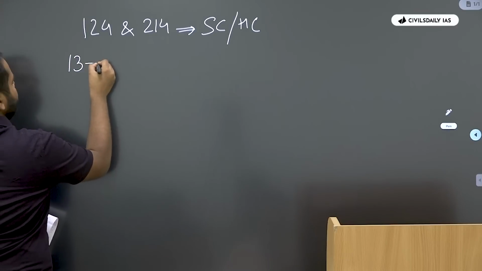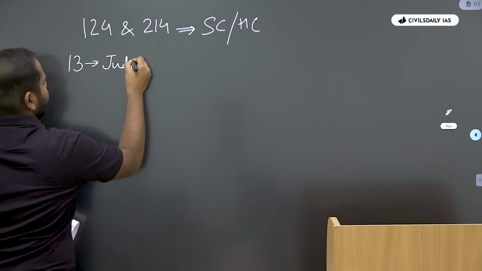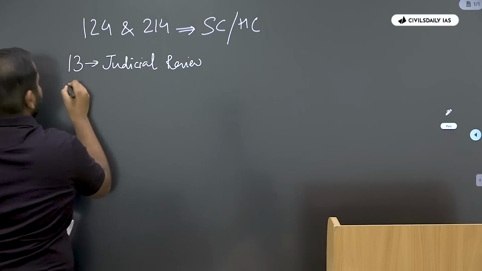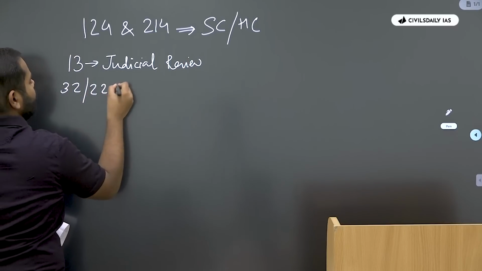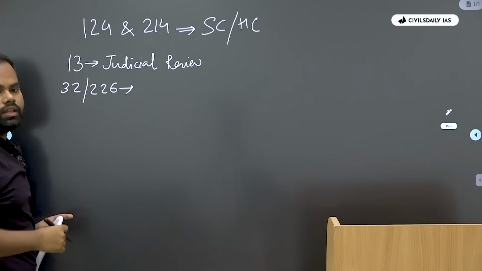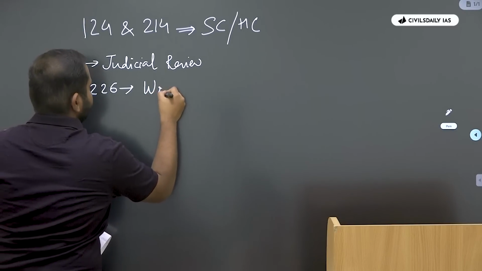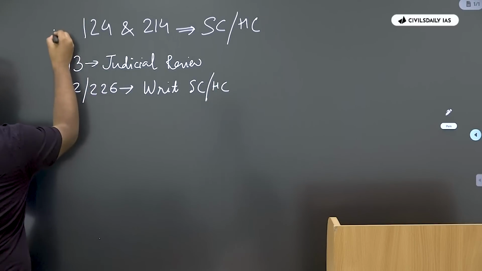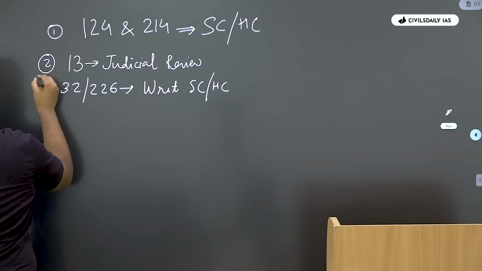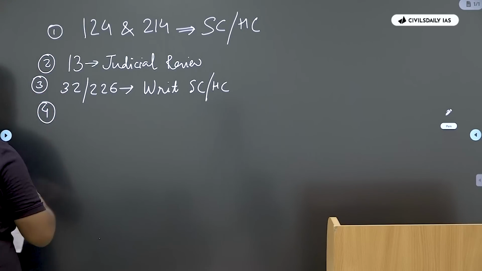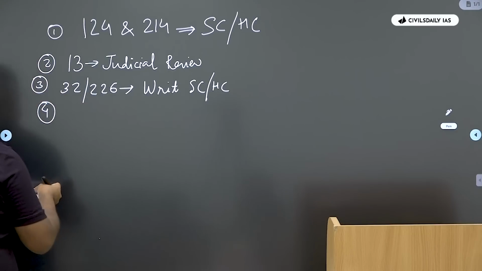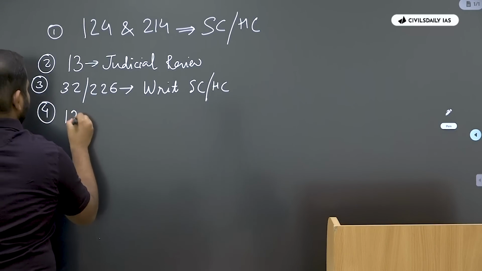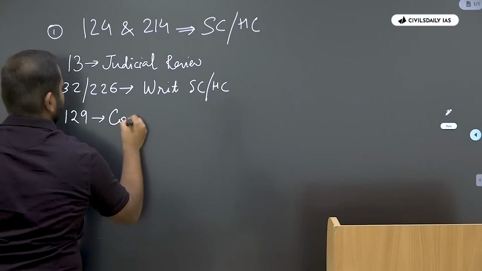Article 13 for judicial review. Articles 32 and 226 are for writs, Supreme Court and High Court respectively. The fourth one, what becomes essential is Article 129, which is contempt of court.